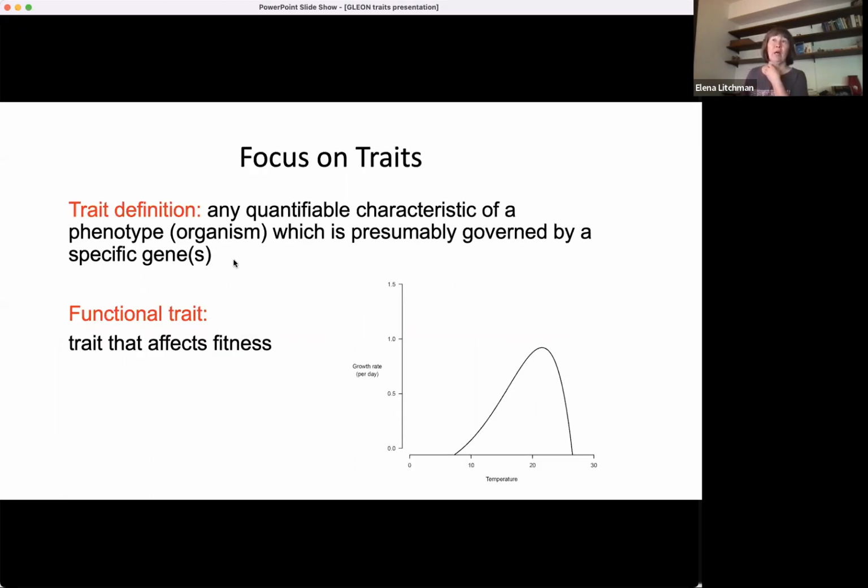And so we can define what a trait is, and there are many definitions, but here is one. A trait could be defined as any quantifiable characteristic of a phenotype or an organism, which is presumably governed by a specific gene or genes. There is another term that is frequently used, and it's a functional trait. In other words, it's a trait that affects fitness. And traits could be values or traits could be functions. Here is an example of a function-valued trait, which is a thermal response curve. You can describe it as a function, and that could be viewed as a trait. Later on, I will show that there are other potential traits that could characterize this temperature response.